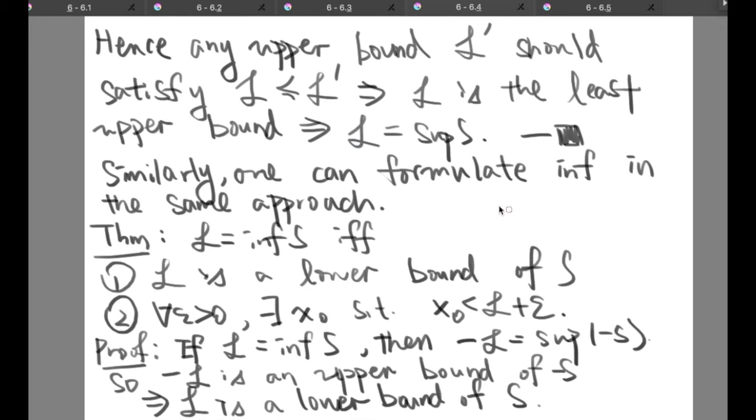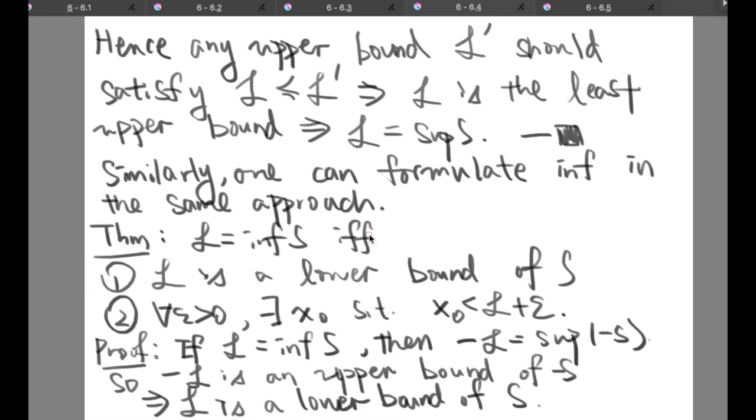Similarly, we can formulate the infimum in the same approach. The statement is as follows. If L is the infimum of S, this is equivalent to two statements. First, L is a lower bound of S, and for all epsilon greater than 0, there is an x naught such that x naught is smaller than L plus epsilon. And how can we prove so?